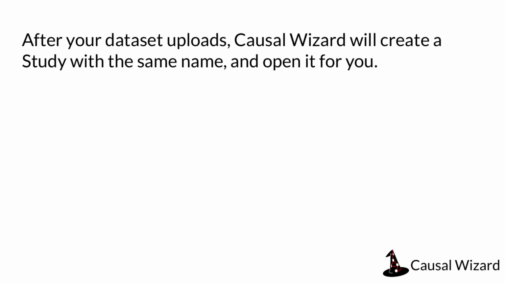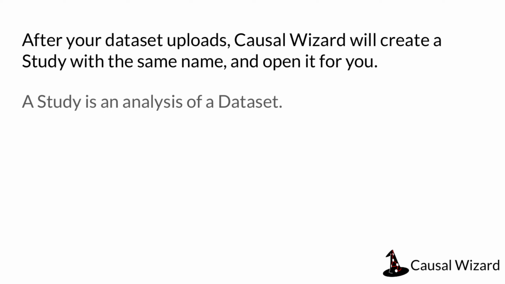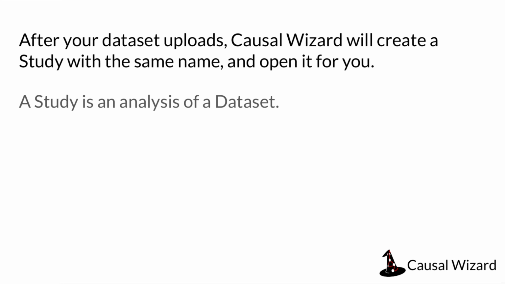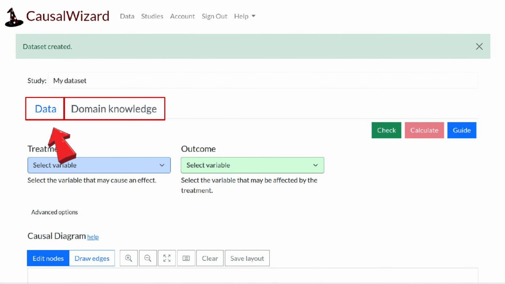After your dataset uploads, Causal Wizard will automatically create a study with the same name and open it for you. A study is an analysis of a dataset. The Wizard page has two main parts, the Data tab and the Domain Knowledge tab. The Data tab lets you examine your data file. The Domain Knowledge tab lets you define the question you want Causal Wizard to answer.